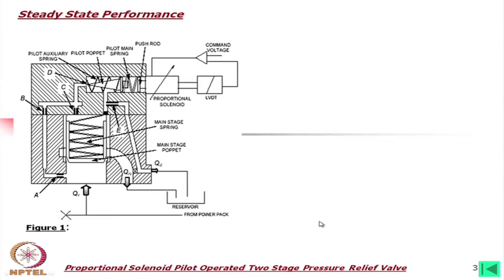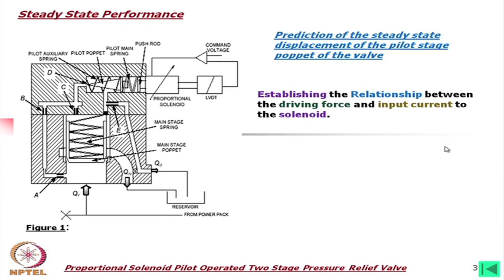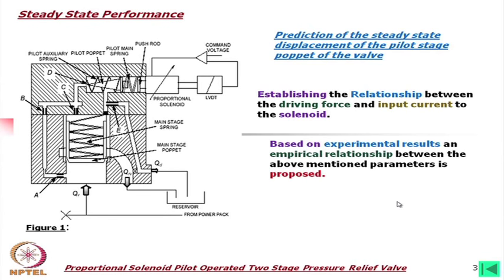Now, we will try to predict theoretically what will be the steady state displacement of the pilot stage poppet of this valve. Now, establishing the relationship between the driving force and input current to the solenoid. In this case, we have considered the current as the input to the solenoid. Based on experimental results, an empirical relation between the above mentioned parameters is proposed. Now, I would like to say this in the control: suppose we are using a computer, then what will we try to do?